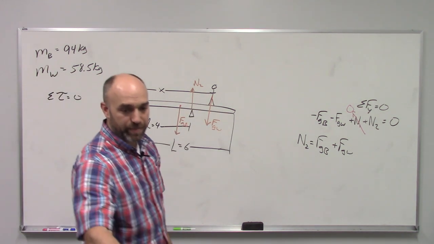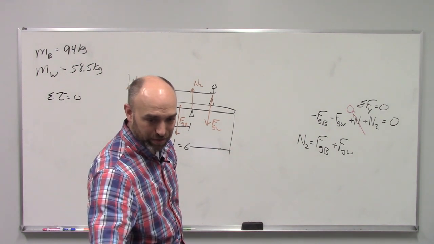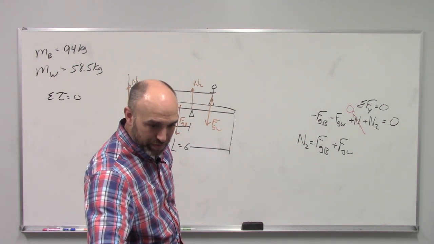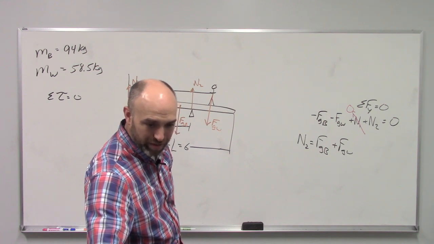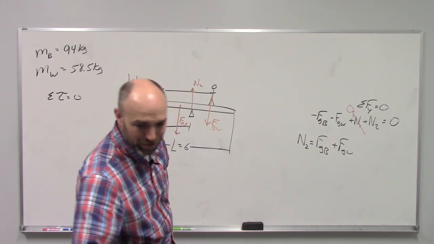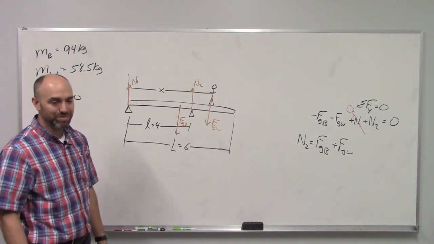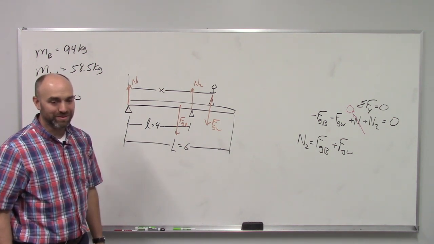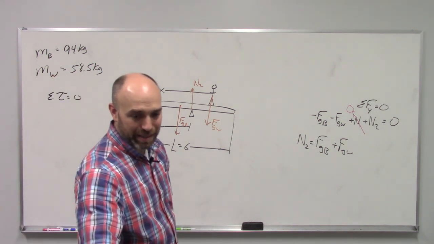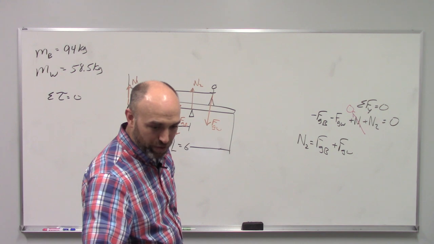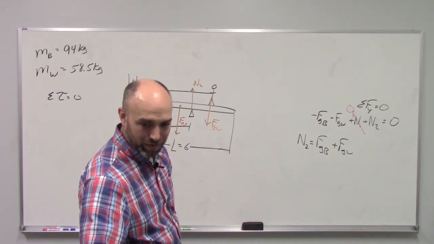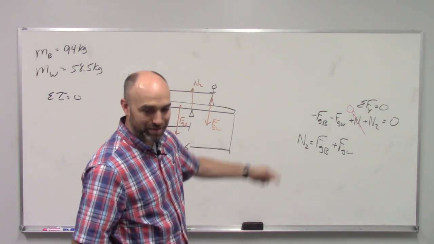Okay? And now, what's the next question asking here? The next question says, what is N1 when the beam is about to tip? Well, we just talked about that. So what is it when it's about to tip? Zero. And then what's the next question? The next question says, use the force equation of the equilibrium to find the value of N2. Oh, look, that's what we just did over here.